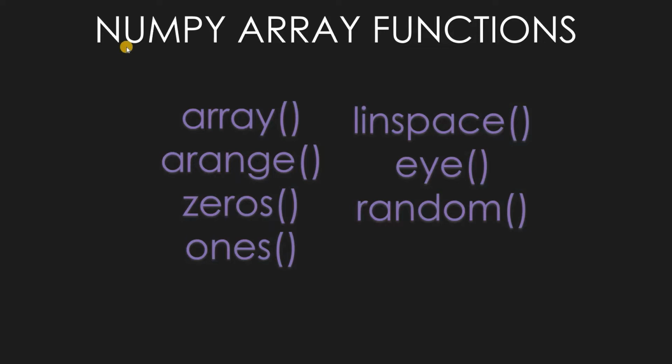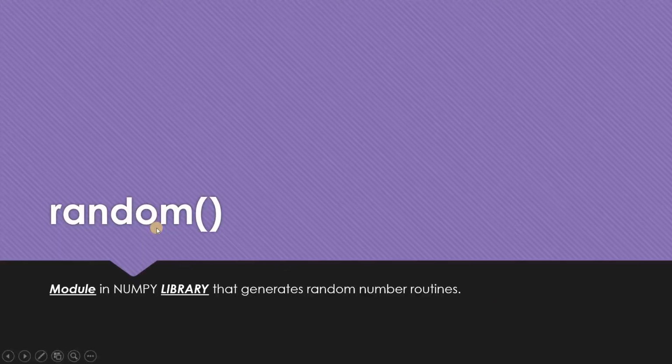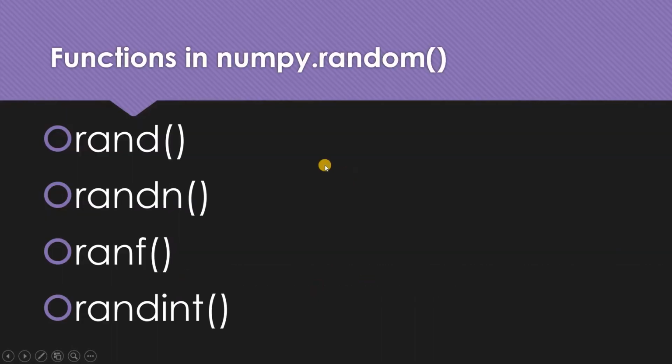So basically there is NumPy, which is the whole library. Inside NumPy there is this random module, and inside this random module there are some functions that we are going to use for creating arrays. Basically these are the functions and modules that are used for creating arrays. Fine. So what does this module do? Random is a module in the NumPy library that generates random number routines. So we're just generating random numbers, and they become the elements of the particular array that we are going to create. Fine.